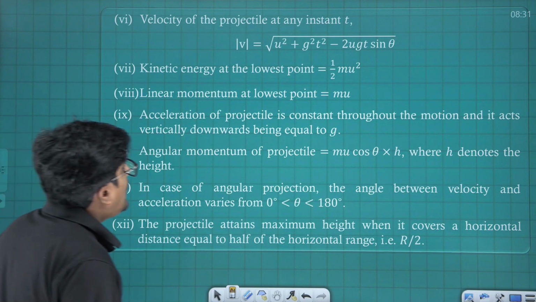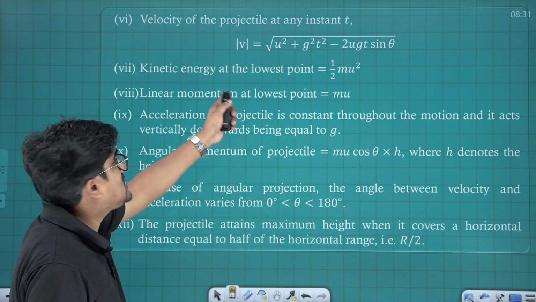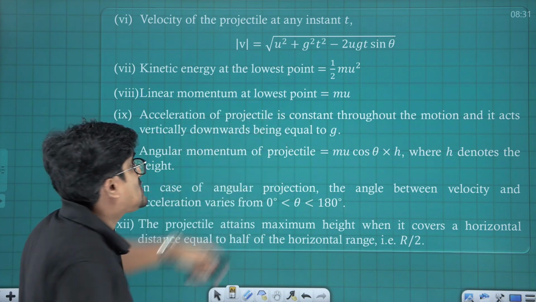Now, at any instant, if you want to find out the velocity, it's basically nothing but the velocity along the x-axis plus the y-axis.